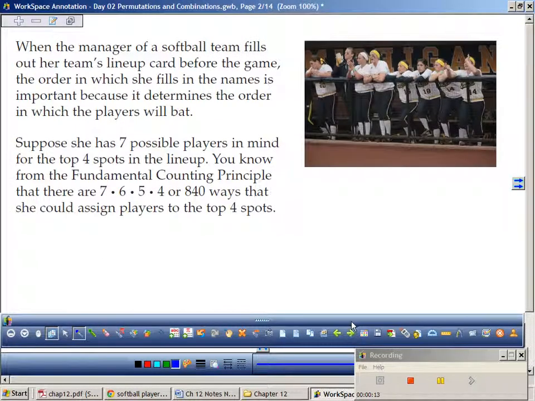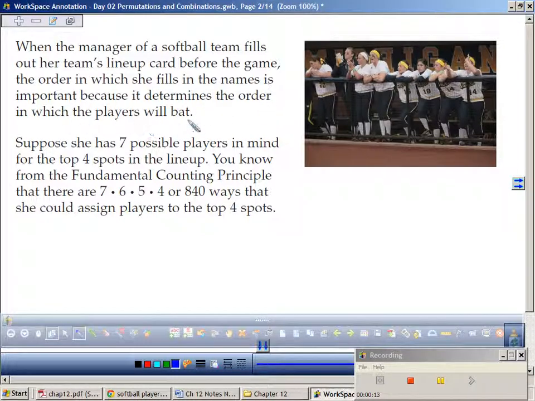All right, so let's talk permutations and combinations. So kind of going to build off of what we did yesterday. So let me read this out to you. When the manager of a softball team fills out her team's lineup card before the game, the order in which she fills in the names is important because it determines the order in which the players will bat. Suppose she has 7 possible players in mind for the top 4 spots in the lineup. You know from the fundamental counting principle that there are 4 spots.